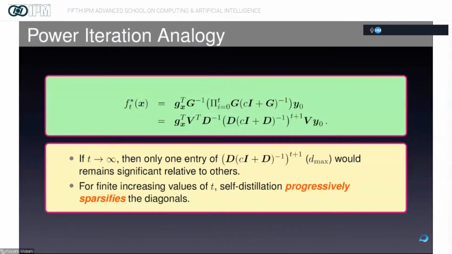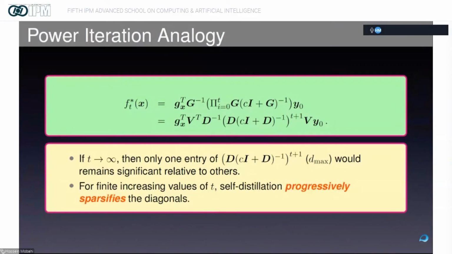So if T goes to infinity, if T is super large, let's see what happens. As I increase T, all the elements of these diagonals will be less than 1. Why? Because I'm multiplying d times something that is d plus a positive number. Think of it as a scalar for now. It's like d divided by c plus d, right? So the denominator is always greater than the numerator, which makes this a number less than 1. So if I raise this to a large power, it becomes smaller and smaller.